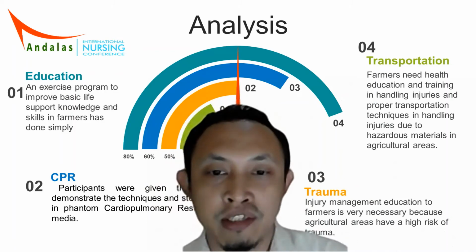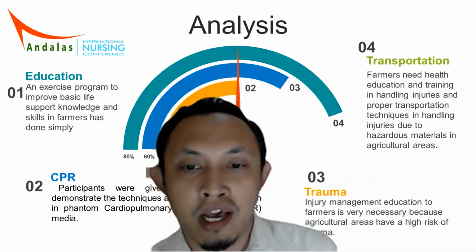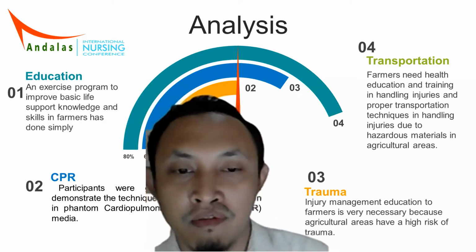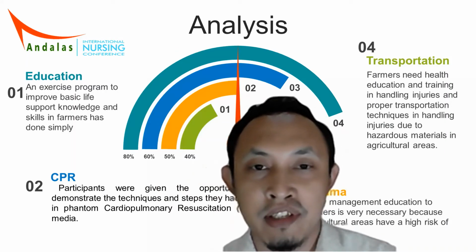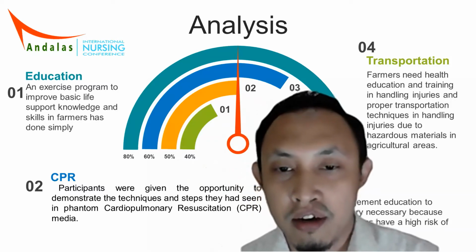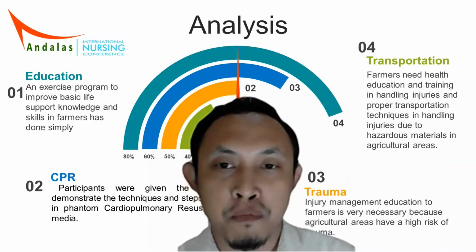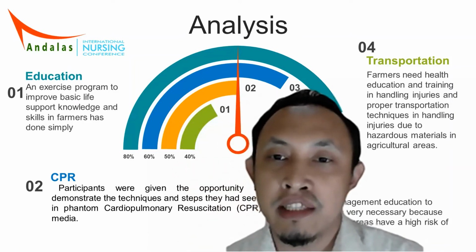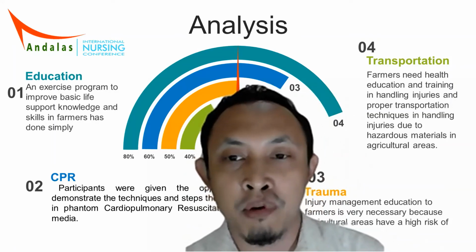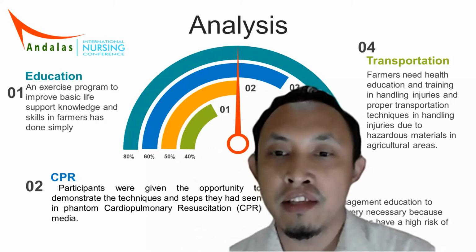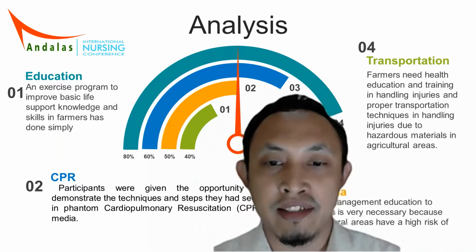Injury management education for farmers is very necessary because agricultural areas have a high risk of trauma. We know that activity in agricultural areas has a high risk of injury. Farmers need health education and training in handling injuries and proper transportation techniques in handling injuries due to hazardous materials in agricultural areas.